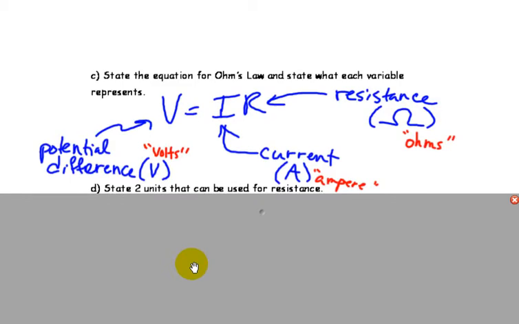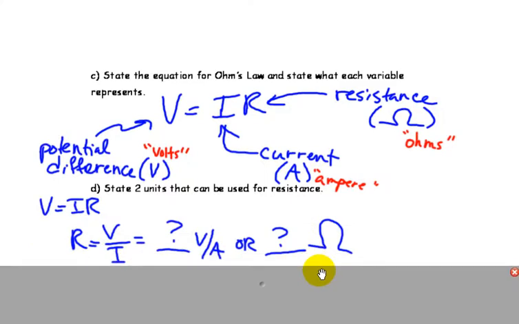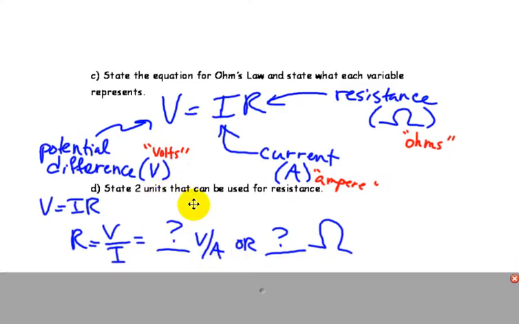So if we look at that equation, V is potential difference, which is measured in volts, current is measured in amps, or A, and resistance is ohms, or the symbol for that is omega, the Greek symbol omega. It looks almost like legs with a curved leg appearance there. So there are two units that could be used for resistance.